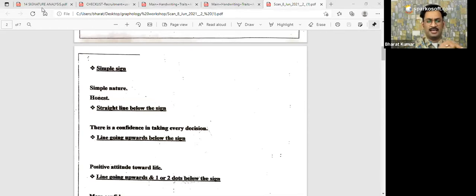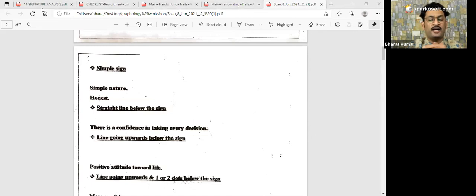Honestly, if you have a single line and a straight line, it is a good thing, meaning it is telling about confidence in taking decision. So if this line is changing, just to boost up your confidence, you can make change.